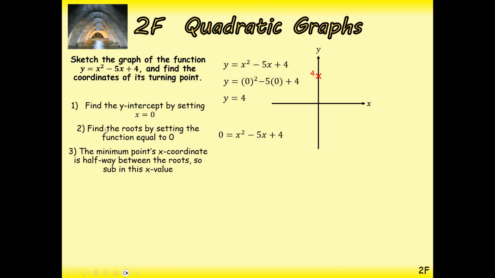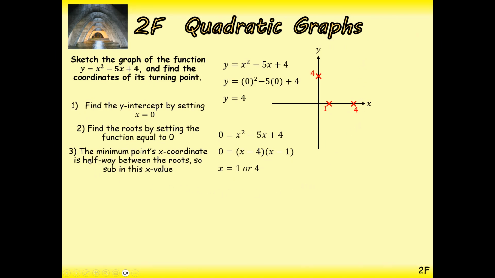Now we're answering part 2, where it says find the roots of the equation by setting it equal to 0. So the roots of the equation are found by factors of 4. Factors of 4 that add up to minus 5 are minus 4 and minus 1. This tells us that the solution is x equals 4 and x equals 1. So both roots are positive, and we'll have a smiley face on the right side of the y-axis.